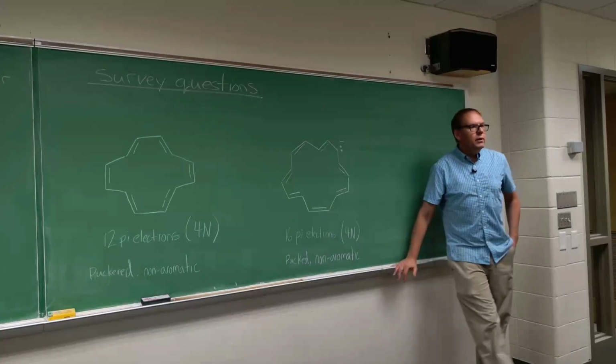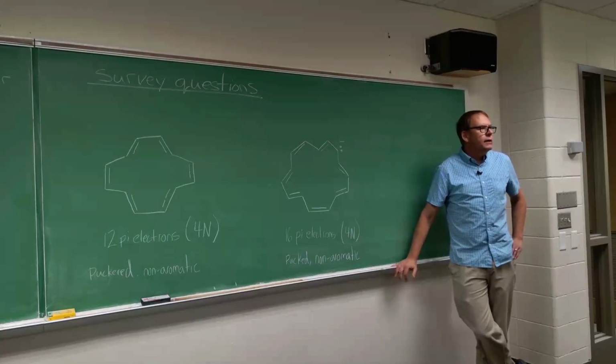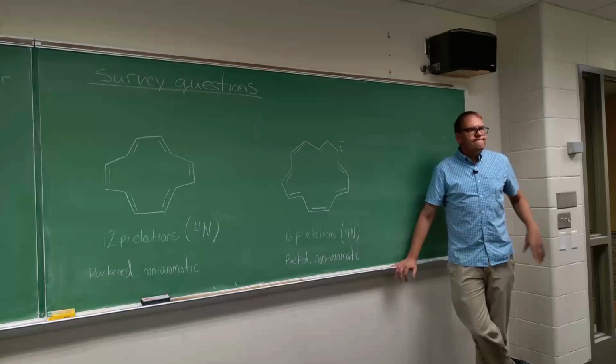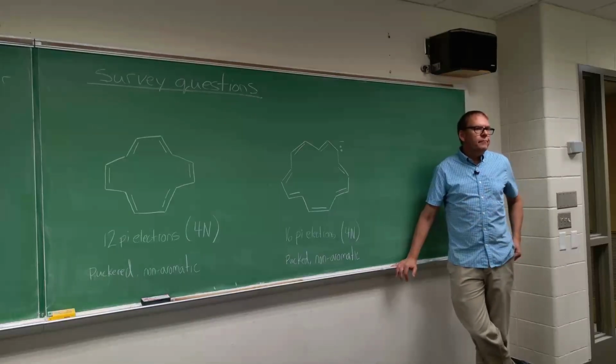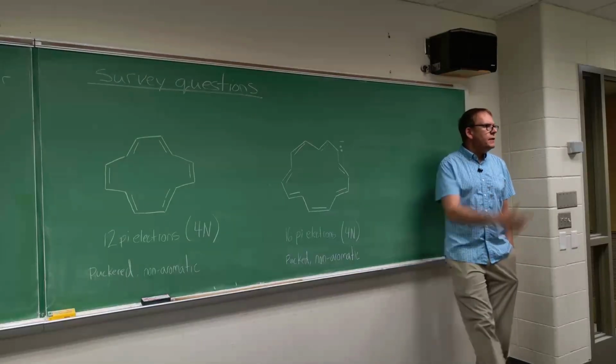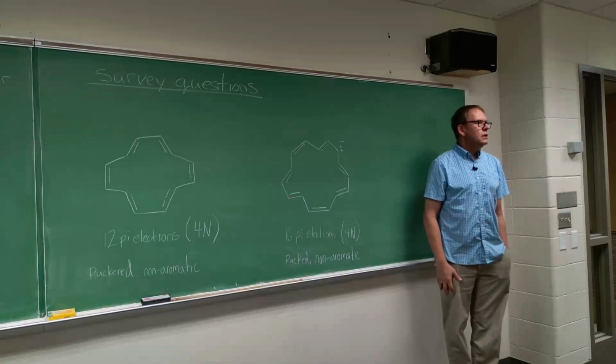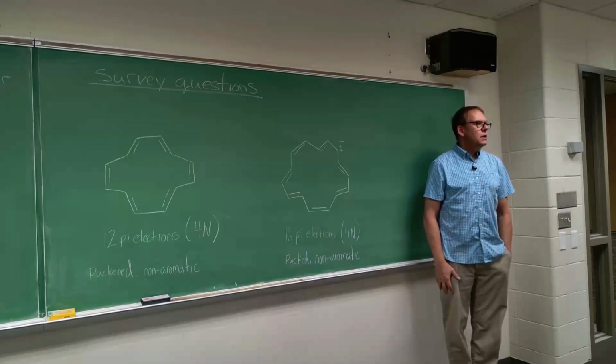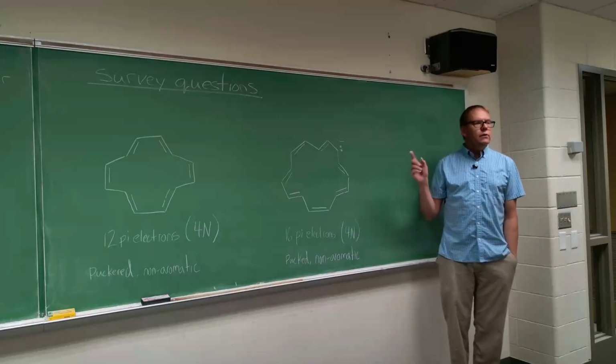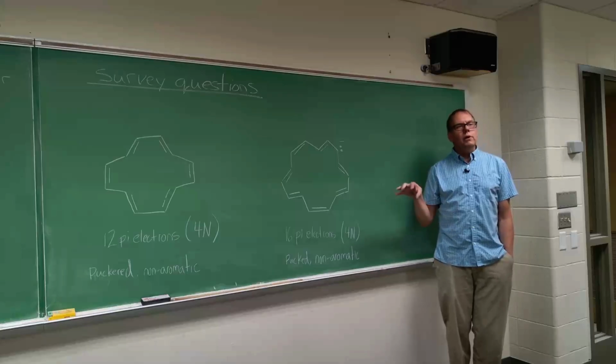So that's a good little bit of review about how to count pi electrons in aromatic rings. And hopefully that makes sense. Any questions about that? Yeah, question. Can you just explain again why it would pucker and why it would be flat? Okay, well, let's consider the 2 scenarios. So the question is why would it pucker, why would it be flat?